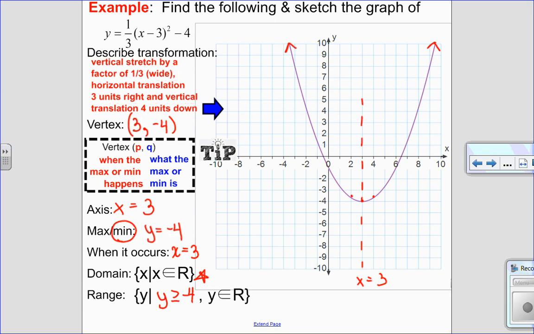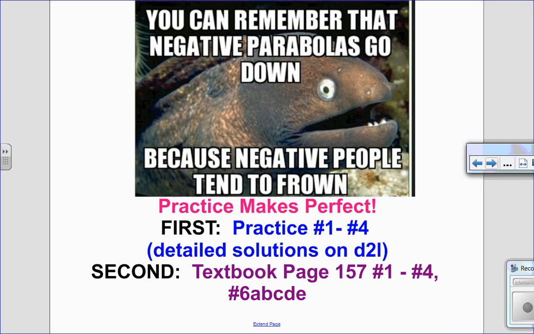Okay. So remember all of my tips. Horizontal lies, vertical is straight up, and remember my tip for my A value. You can remember that negative parabolas go down because negative people tend to frown.